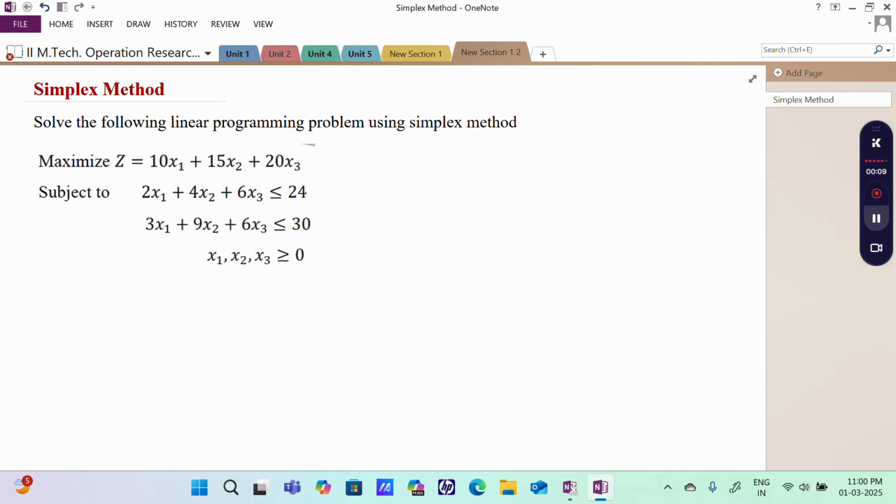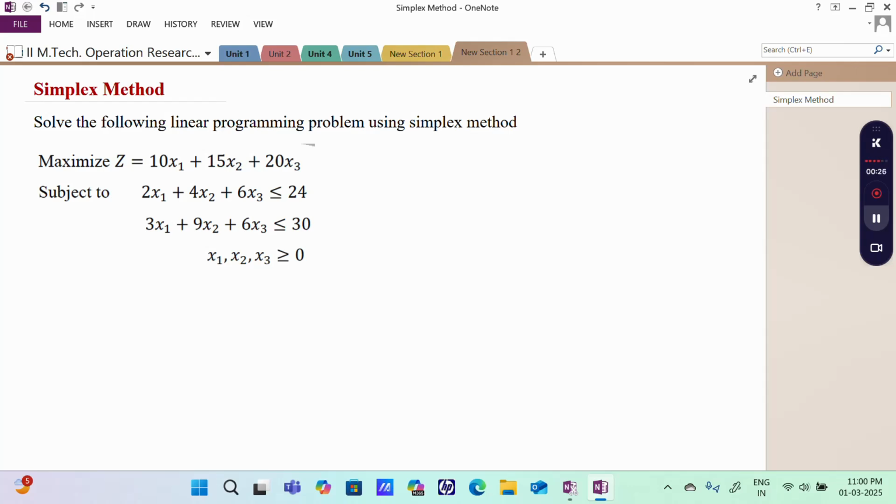In this section, we are going to discuss a simplex method problem. Solve the following linear programming problem using the simplex method. Maximize z equal to 10x1 plus 15x2 plus 20x3 subject to the constraints 2x1 plus 4x2 plus 6x3 less than or equal to 24, 3x1 plus 9x2 plus 6x3 less than or equal to 30, x1, x2, x3 greater than or equal to 0.